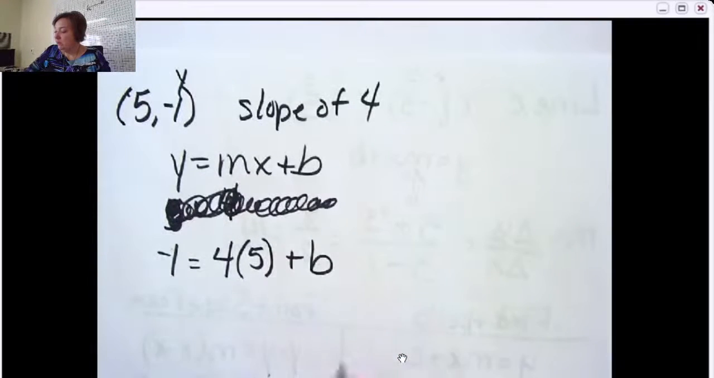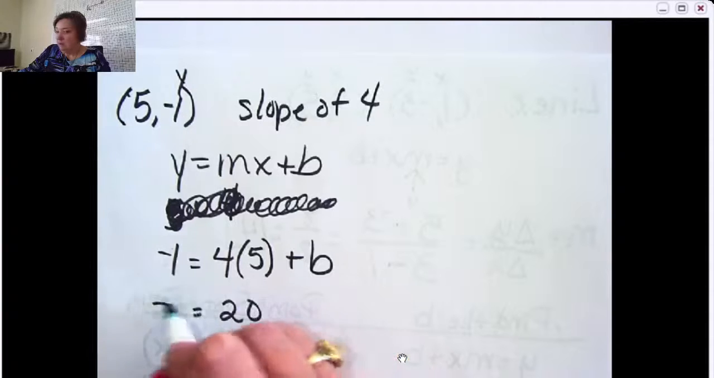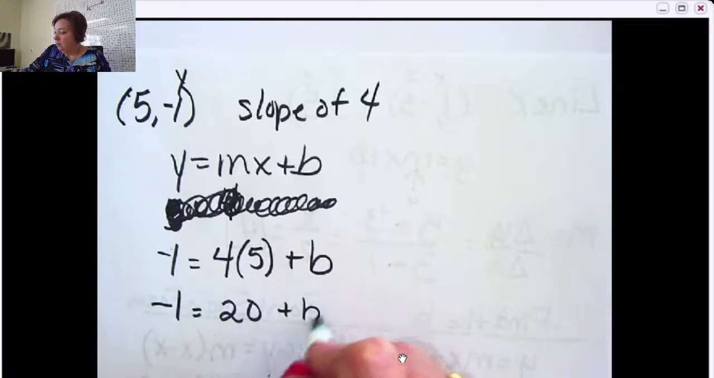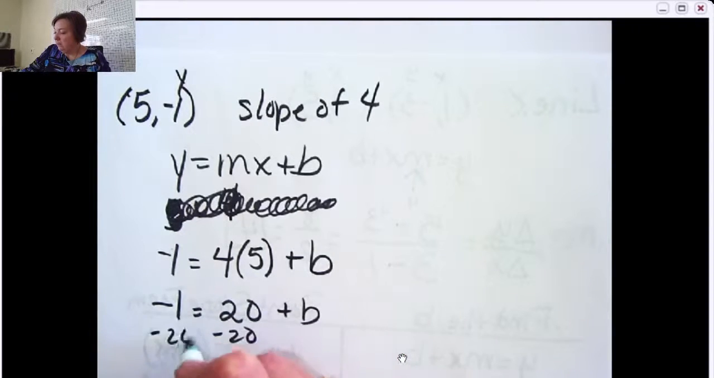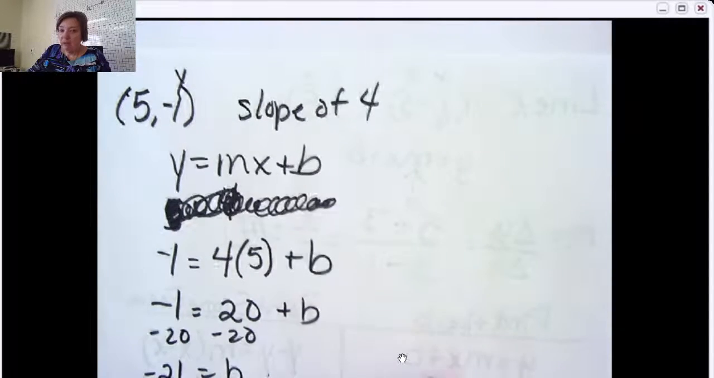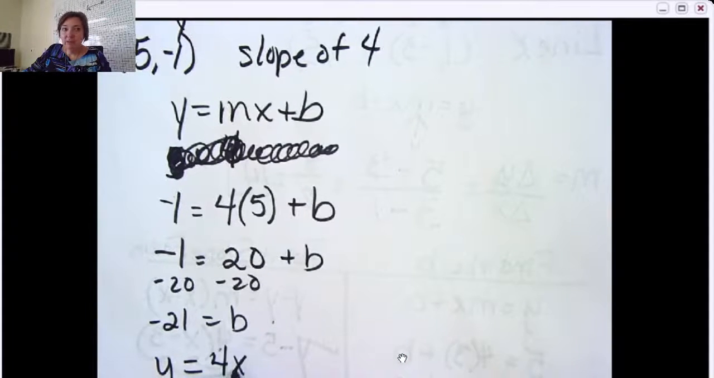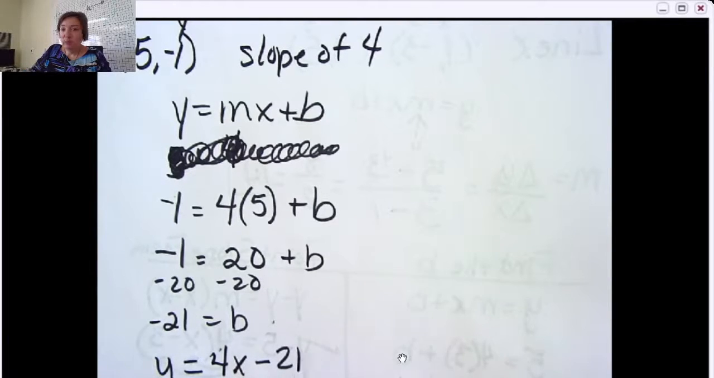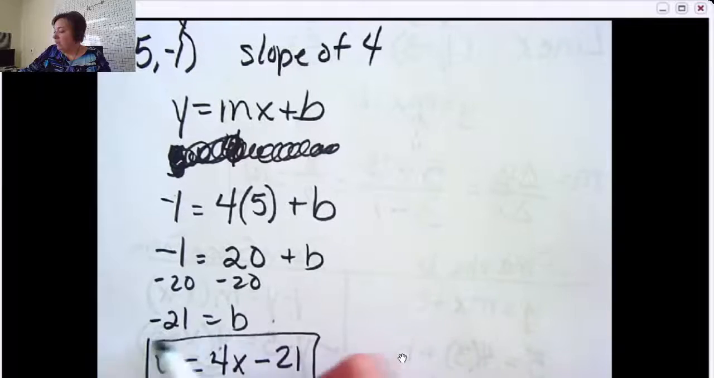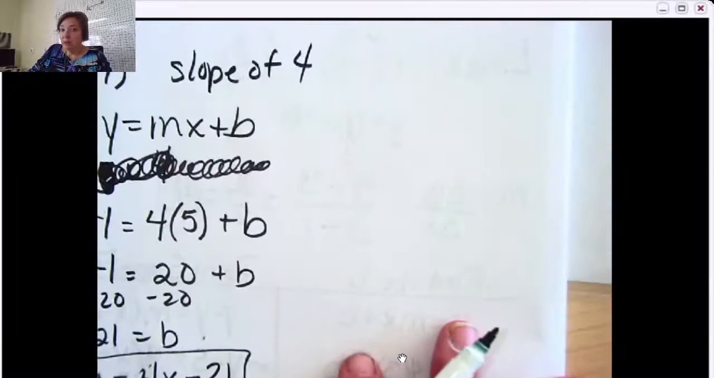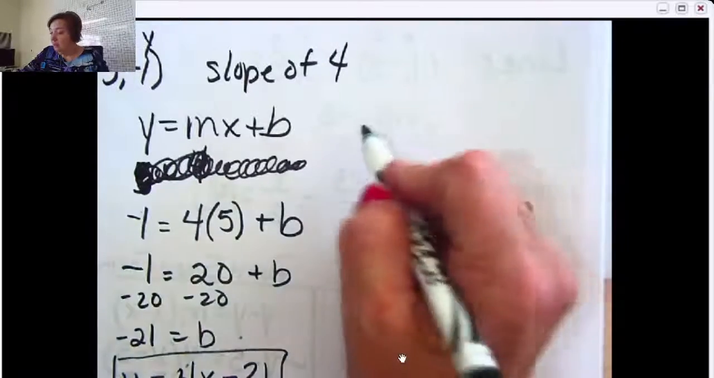So what's 4 times 5? So we're going to minus 20. That's going to give us, so b is going to be negative 21. So our equation would be y = 4x - 21. Right?